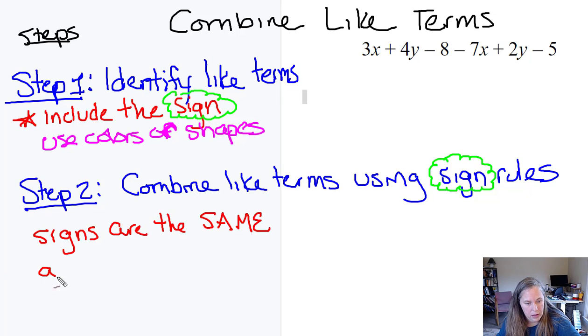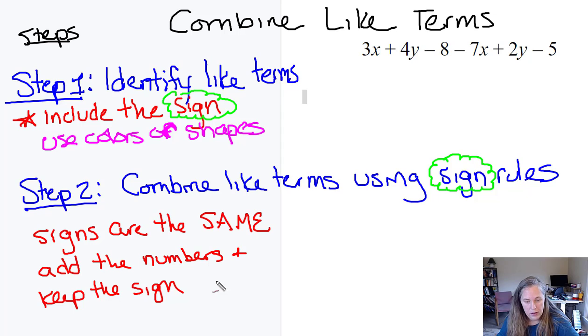you're going to add the numbers and keep the sign. So when signs are the same, add the numbers, keep the sign. When signs are different, let me just change colors here.